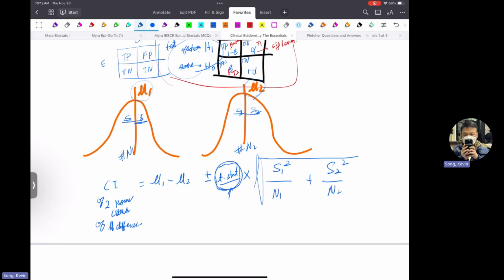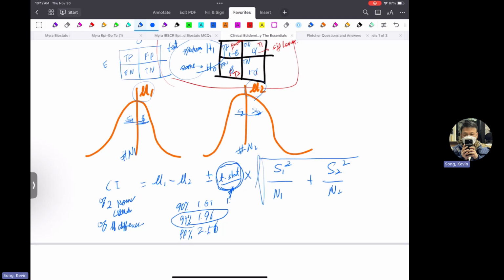this t statistic can be 1.65, 1.96, and then 2.56. This is when there's 90% confidence, this is 95% confidence, then 99% confidence. Because we normally use a 95% confidence level, this can be 1.96.